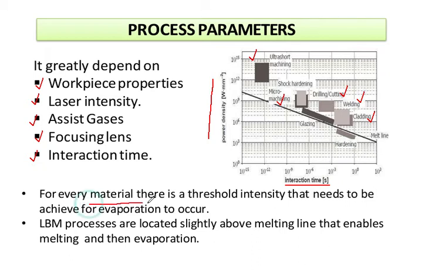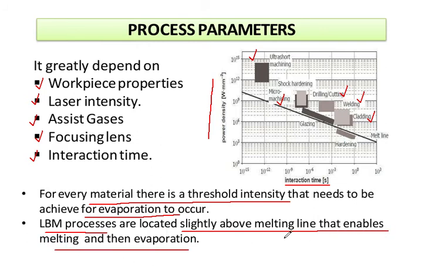Now for every material there is a threshold intensity that has to be achieved for evaporation to occur. Laser beam machining processes are located slightly above the melting line, which enables melting and then vaporization. So whenever you are talking about melting and vaporization, you have to slightly increase your temperature from the melting line. You can see this is the melting line.